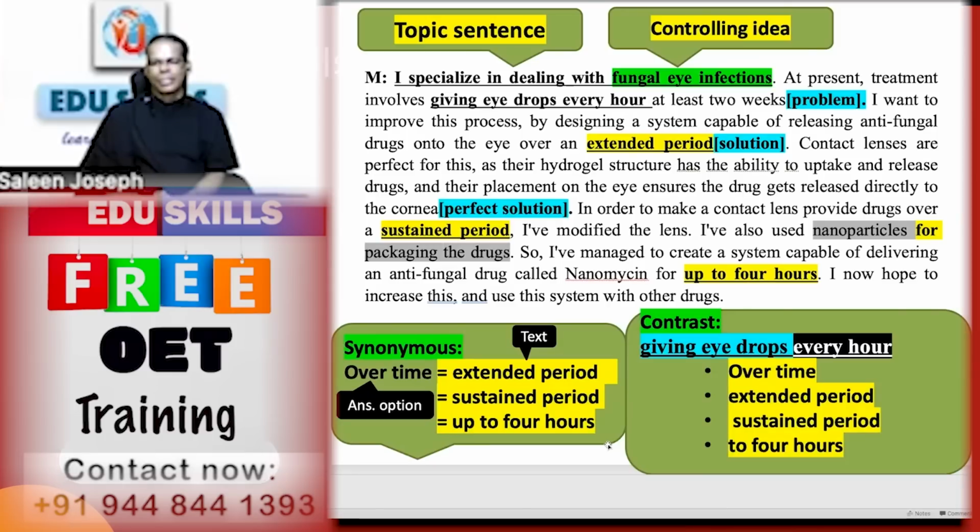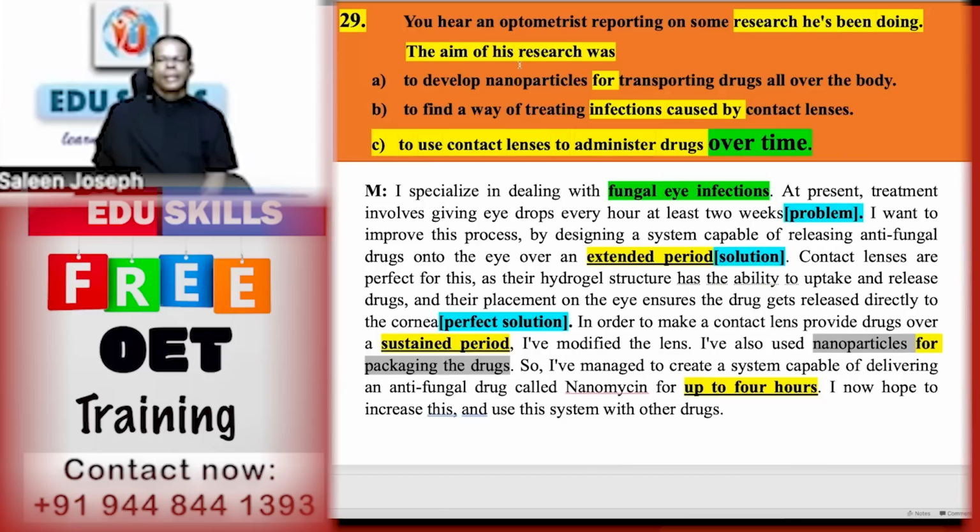This is synonymous language. And contrast is used here: giving eye drops every hour. Every hour contrasts with over time, extended period, sustained period, up to 4 hours. So every hour is the opposite or contrast of over time, extended period, sustained period. So there is a contrast between the problem and the solution. Hope you get me right. Yes, that's perfect.